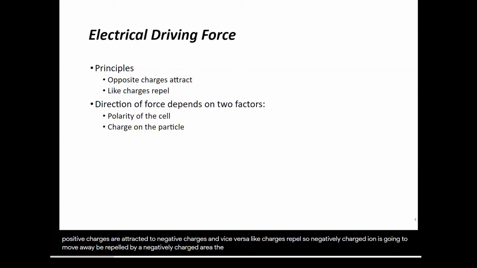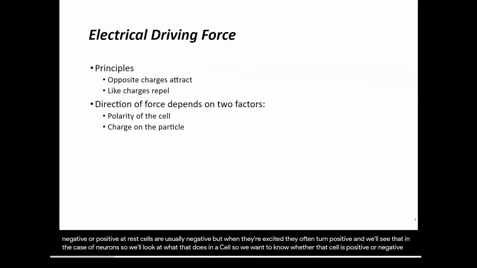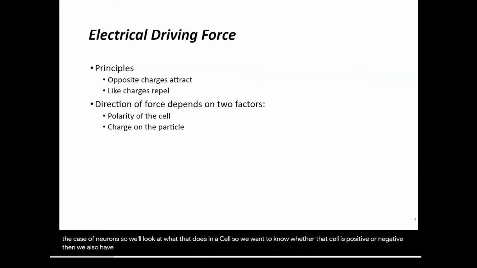The direction of our electrical driving force is therefore going to depend on two factors. The first is the polarity of the cell. That's because we need to figure out whether the inside of that cell is negative or positive. At rest, cells are usually negative, but when they're excited, they often turn positive, and we'll see that in the case of neurons. So we'll look at what that does in a cell. So we want to know whether that cell is positive or negative. And then we also have to look at the charge on the particle.